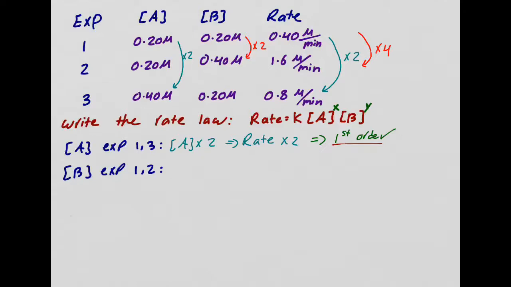So, I'm going to write this down. Concentration of B, double it. But what happens to the rate? It goes up by 4. Isn't that interesting? What does that mean? Now you know that. That means it's second order. That means that B is second order. Okay, that was not bad. We got this down.